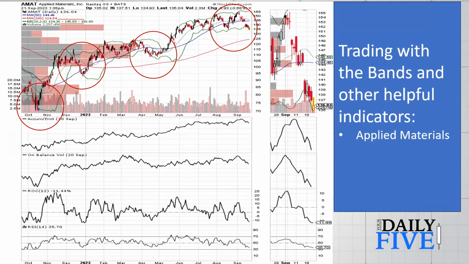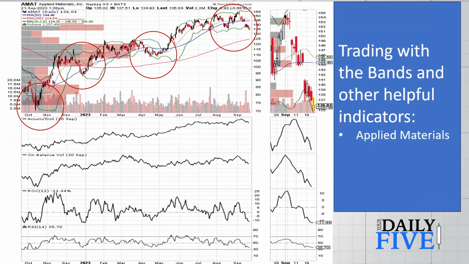Now, let's look at what happened here. This is October 2022. Of course, this is Applied Materials, a well-known technology stock. You can see that Applied Materials, along with the S&P 500, traded below its lower Bollinger Band down here in October 2022. You can see it took off, moved above the 20-day moving average, moved above the 50-day moving average, and moved above a pretty good volume by price bar here.